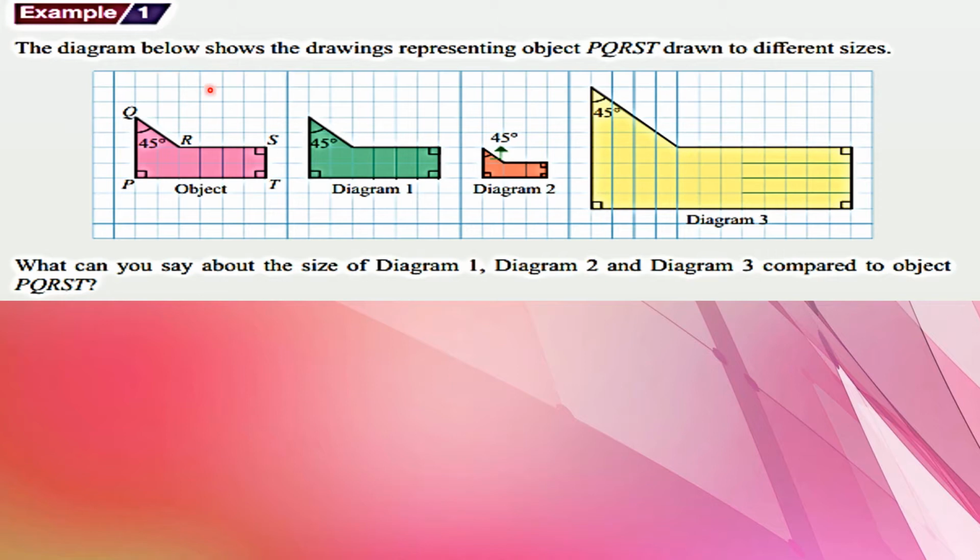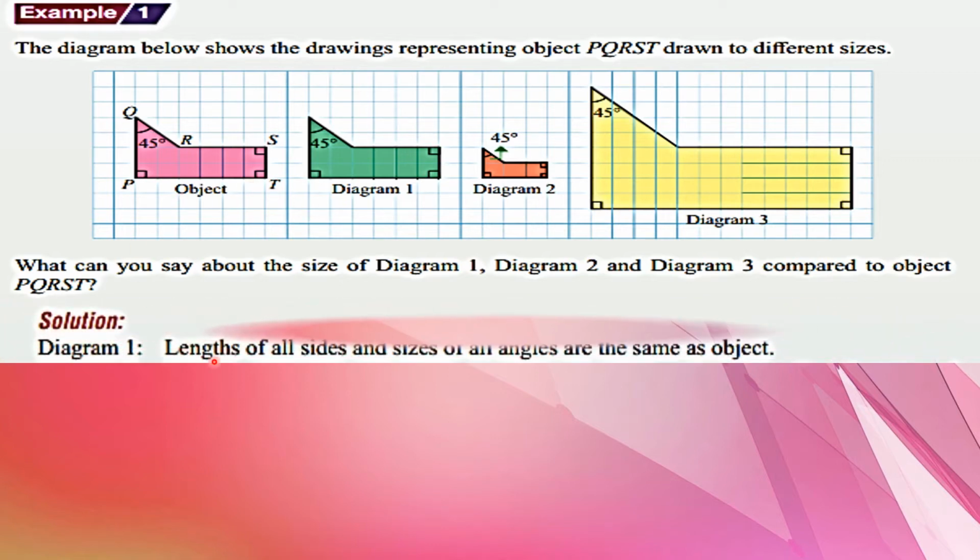So example 1. The diagram below shows drawings representing object PQRST drawn to different sizes. Okay, so this is your object, and diagrams 1, 2 and 3 are the drawings. What can you say about the size of diagrams 1, 2 and 3 compared to object PQRST? For diagram 1, as you can see, it is the same as the object. Okay, so let's check the answer. Lengths of all sides and size of all angles are the same as the object.